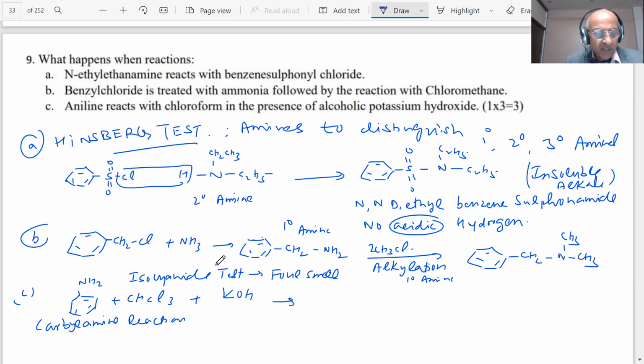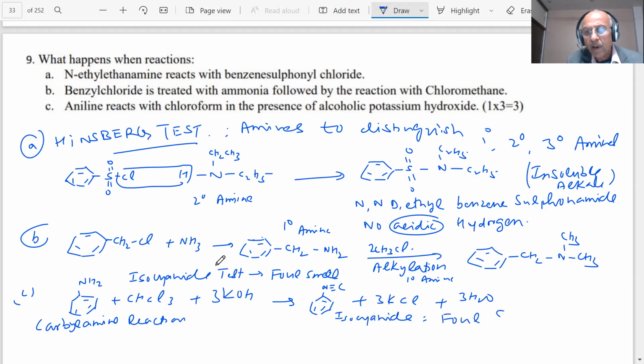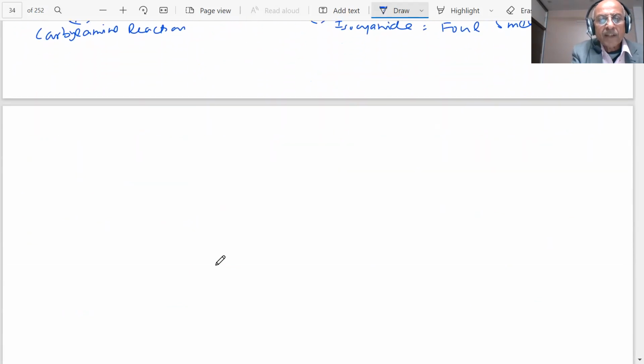So what is the result of this? You will get NC, which has a very foul smell, and you will get, student, 3KCl. Then there will be 3H2O. So this is the isocyanide or carbylamine test, which has a very foul smell. Let us see the answer given by the CBSE.